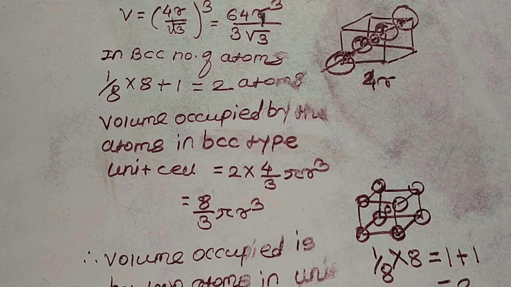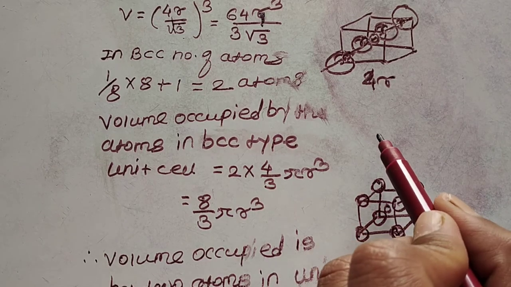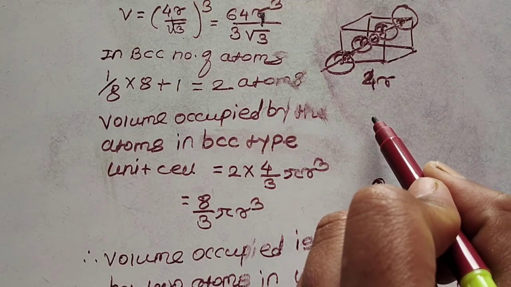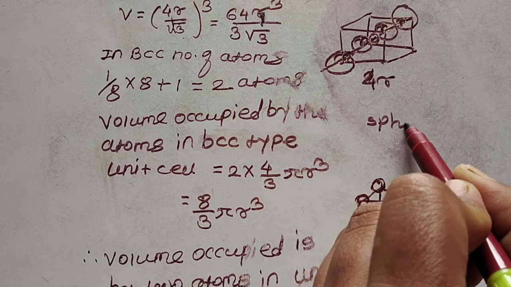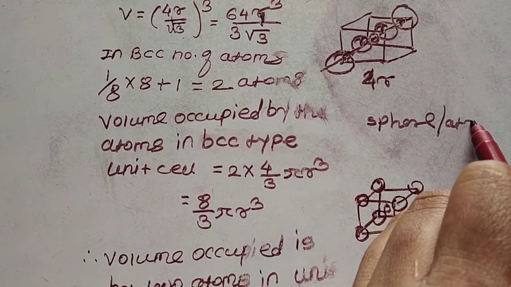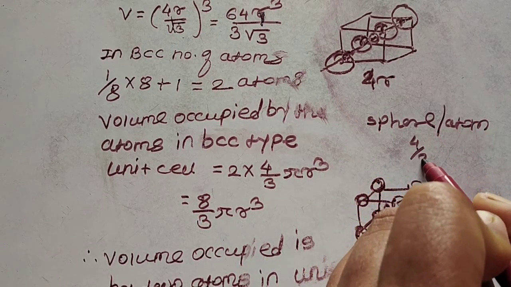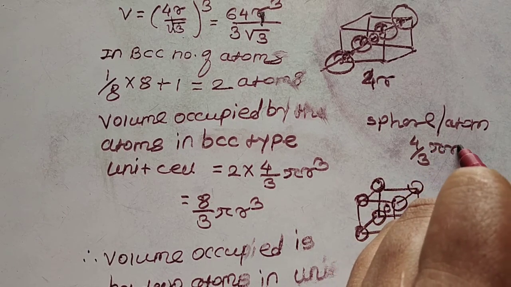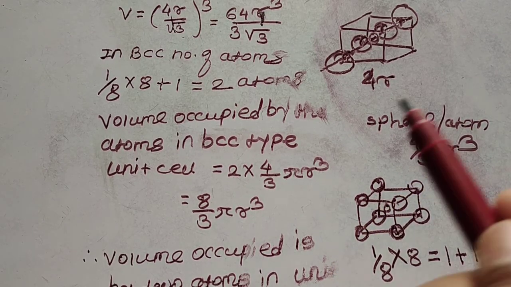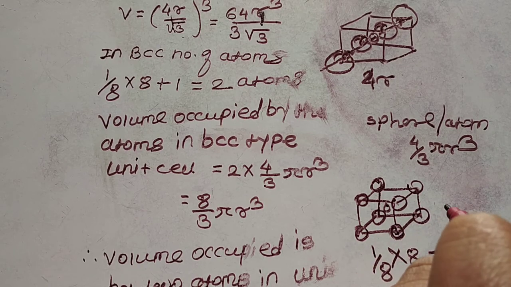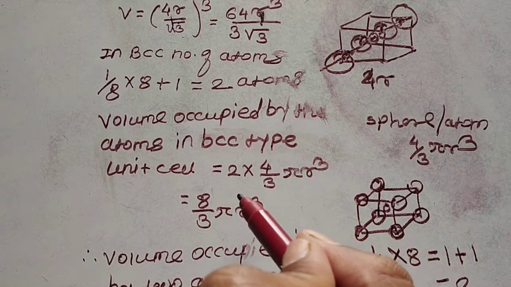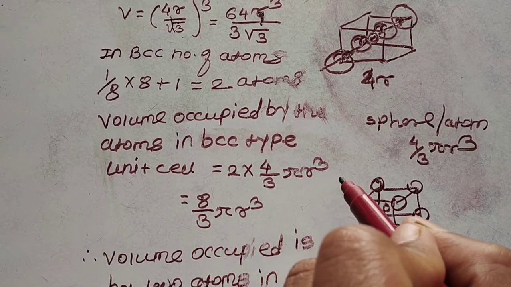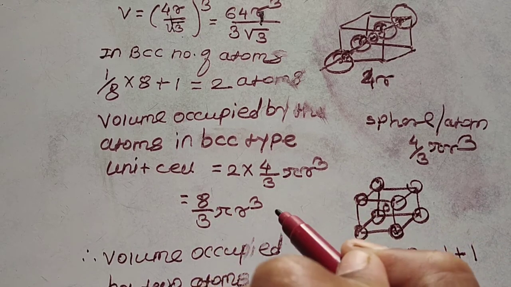Now the volume occupied by the atoms in a BCC type unit cell. So one sphere or one atom: the volume for one sphere or atom is 4/3 pi r cube. But in your BCC unit cell there are 2 atoms. That's why 2 into 4/3 pi r cube is equal to 8/3 pi r cube.